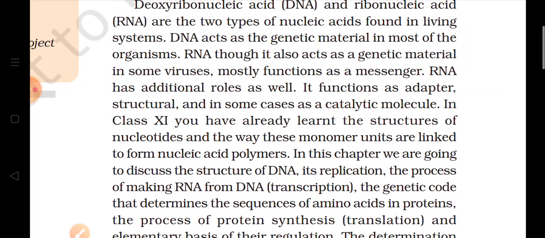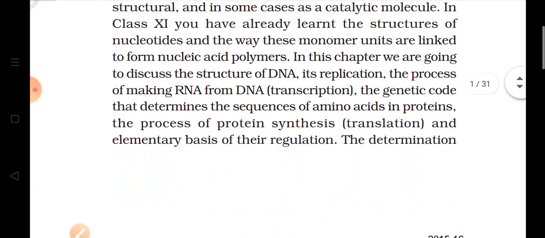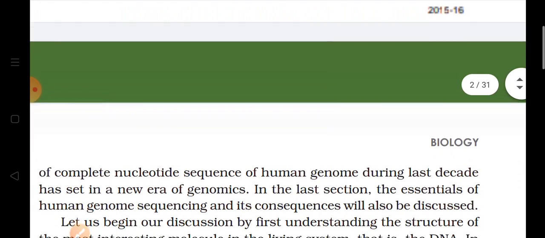Now when this RNA is formed, it is responsible for the formation of proteins, whose simpler unit is amino acids. So what are the sequences of the amino acids in proteins, and how are proteins synthesized? We are going to study all this in this chapter.